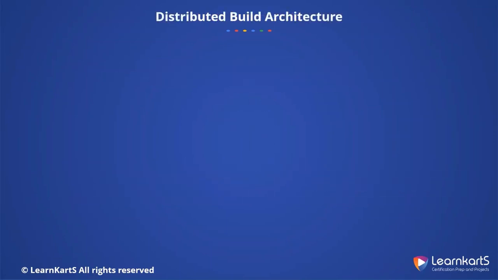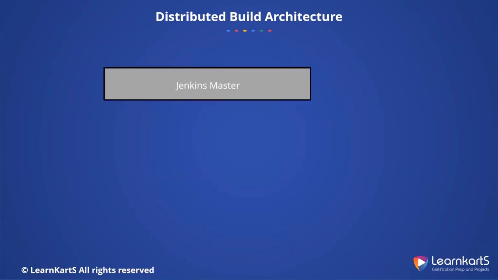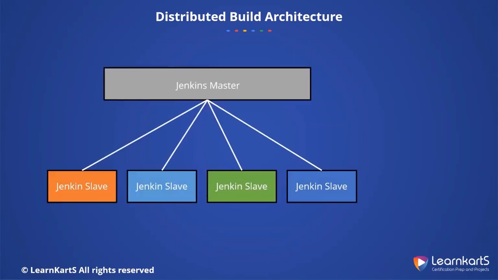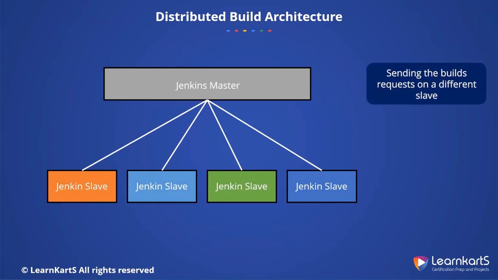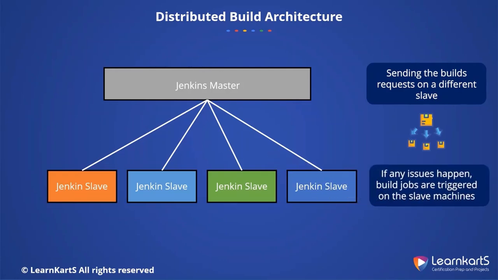So this is the distributed builds architecture, where we have one Jenkins master and multiple Jenkins slaves, and the master would be orchestrating the build requests on the different build servers, the slaves, so that in case any issue happens, we would be able to trigger the build process on the slave machines and get the desired output. That's something we are really looking forward to.